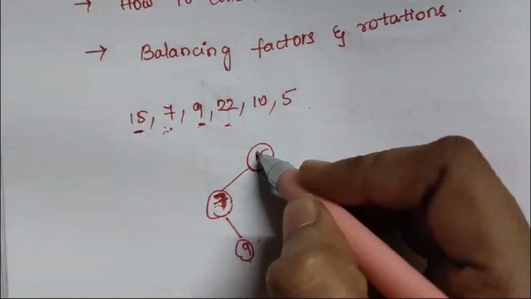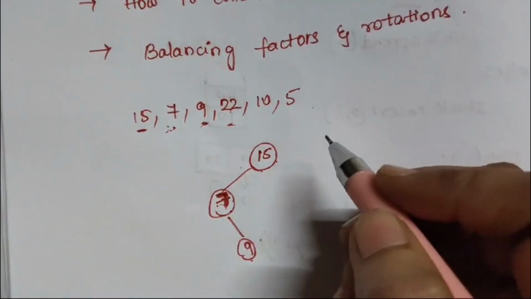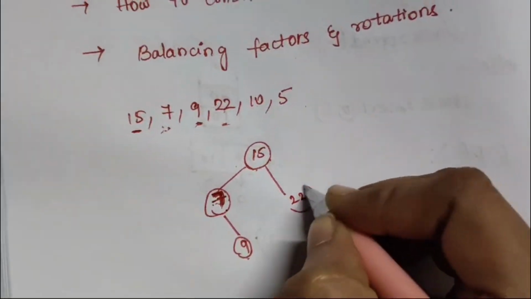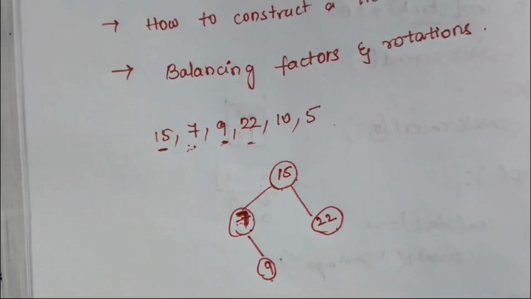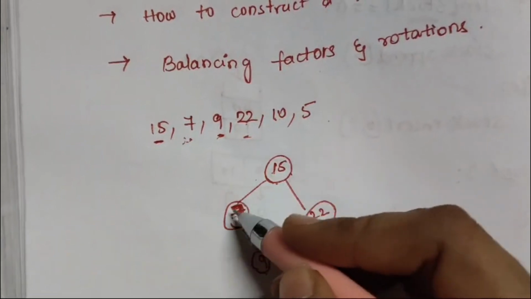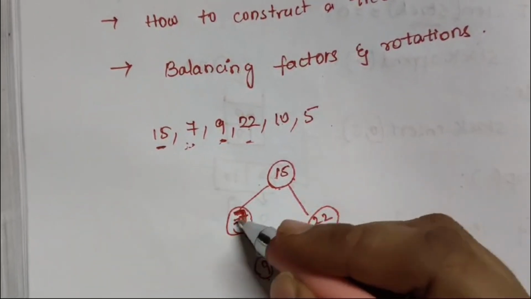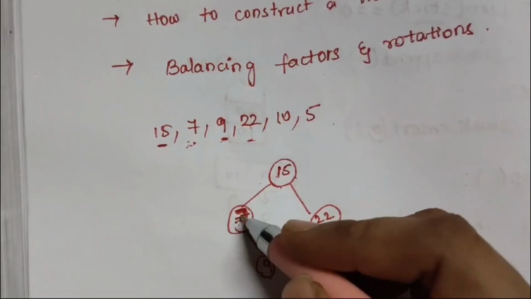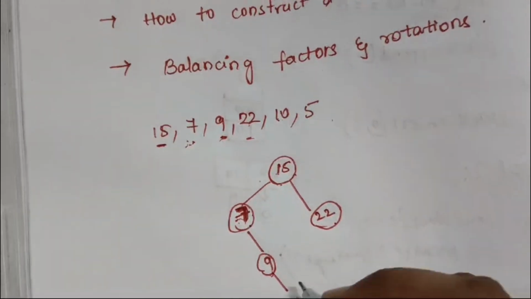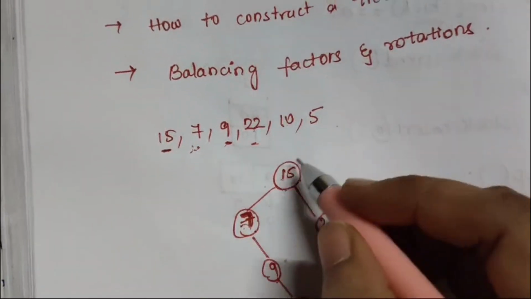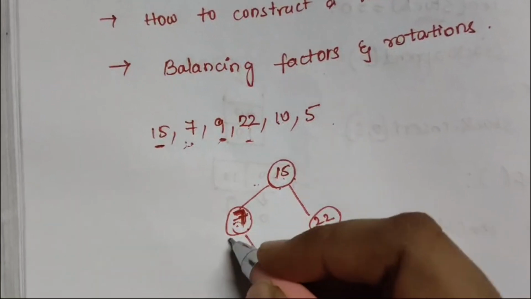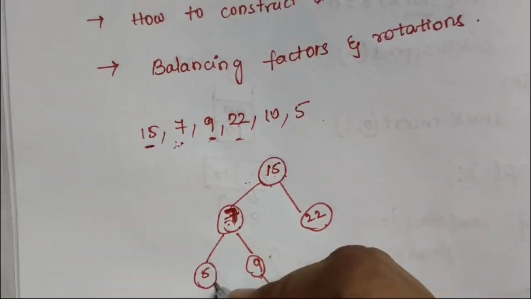Next number 22. Is 22 less than 15 or greater than 15? It is greater than 15, so we need to write it on the right hand side. Next 10. 10 is less than 15, so left side. 10 is greater than 7, so right side. 10 is greater than 9, so write it on the right side. Next 5. 5 is less than 15, so left side. 5 is less than 7, so write it to the left.